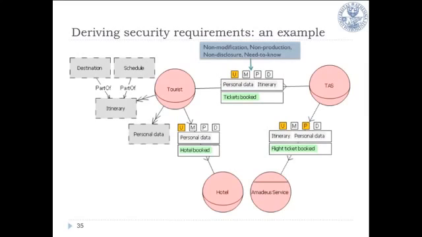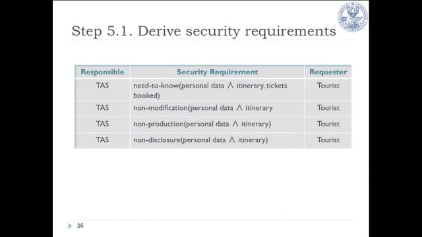As a second set, the security needs that we support are related to authorizations, so we now also generate the set of requirements that are derived by modeling the authorization. For instance, when we consider the authorization relationship between tourist and TAS, the tourist is only granting usage, but not modification, production, and distribution, and also it's limiting the scope. So basically here we have 4 security needs that are then translated to requirements expressed by the tourist to the TAS: non-modification, non-production, non-disclosure, and need to know, which we can generate in this way.